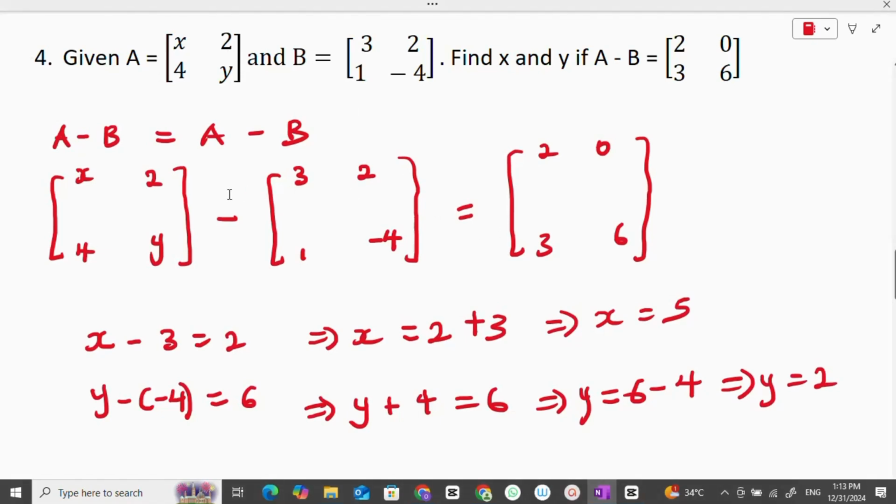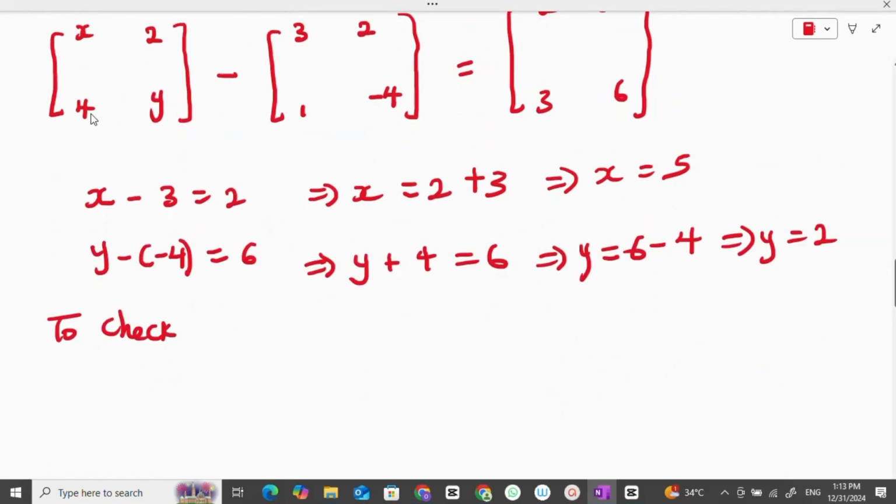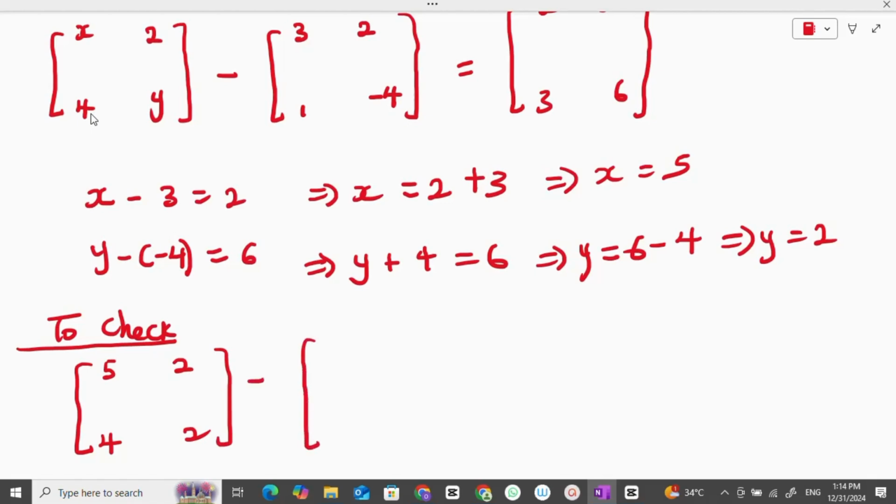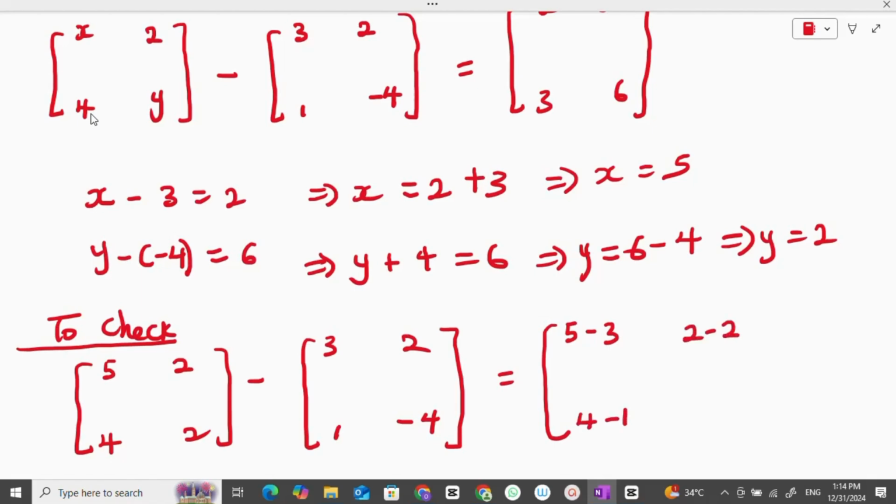So let's simply check if the values for x and y are correct. To check, let's see if it's going to give us our answer. So x is given to us as 5, 2, 4, and y is given to us as 2, minus 3, 2, 1, and minus 4. Let's see what we're going to have in the answer. Subtracting this gives us 5 minus 3, 2 minus 2, 4 minus 1, and 2 minus 4.